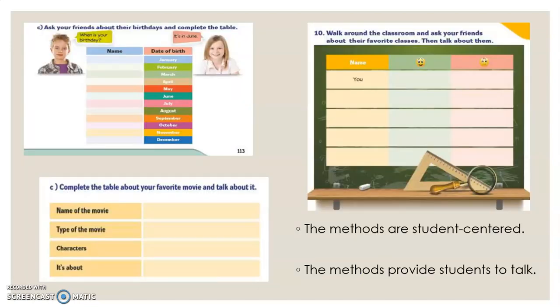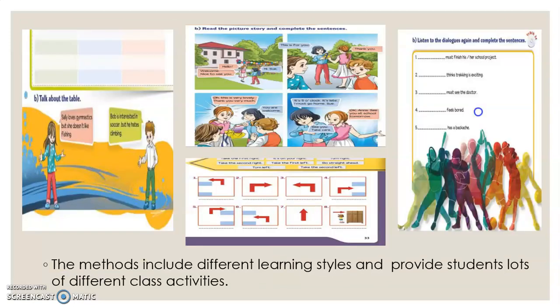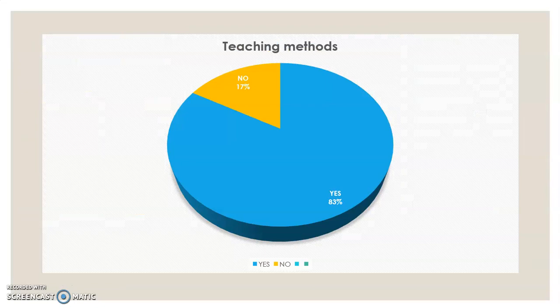Also, the methods are student-centered and they provide students to talk. You can see lots of speaking activities in the coursebook. The methods include different learning styles and provide students lots of different class activities. For example, physical activities, singing songs, or visual activities. Lastly, when we look at the graphic, there are 5 yes answers and 1 no answer in 6 items.